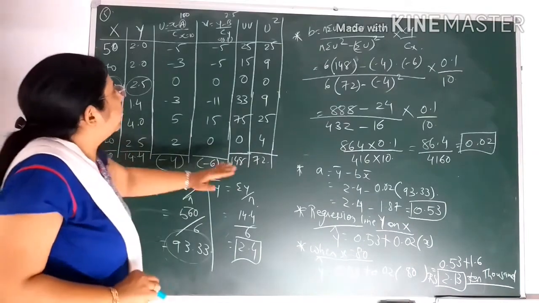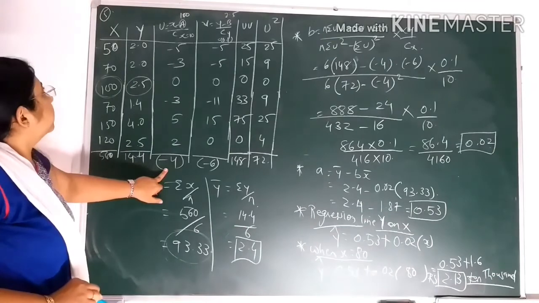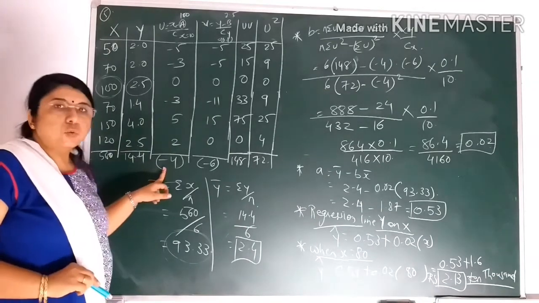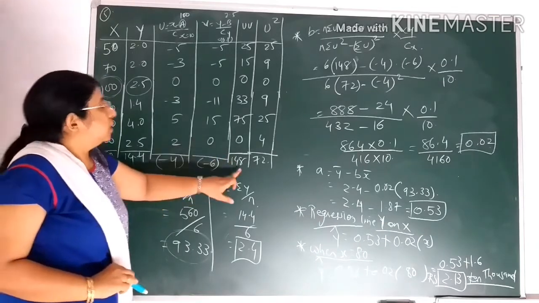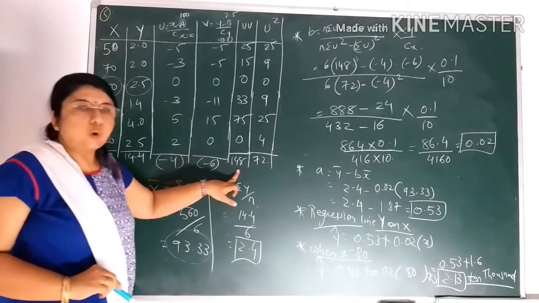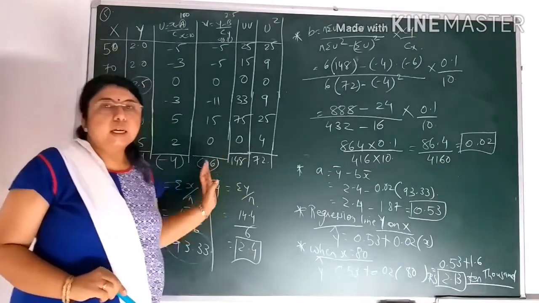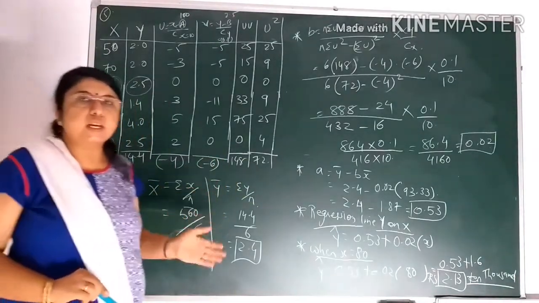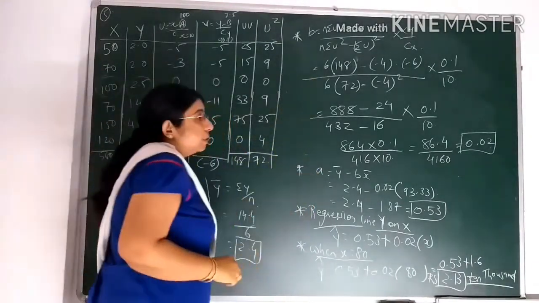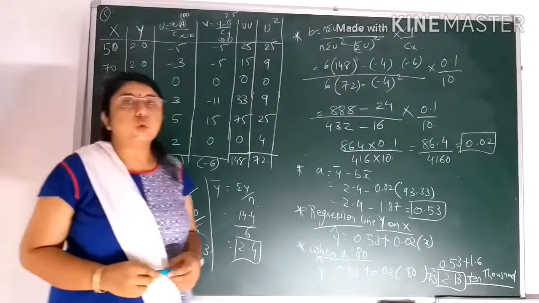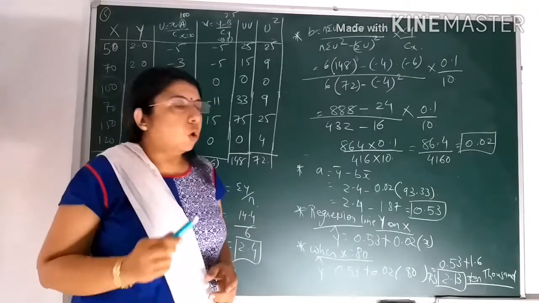Now after finding all the data, we have to find the total of each and every column. You can see the first column, that is sigma u, that comes to negative 4. Sigma v, that comes to negative 6. Sigma uv, that comes to 148, and sigma u square, that comes to 72. After getting all the values, we are placing those data in the formula. Again revising the formula, that is b is equal to n sigma uv minus sigma u into sigma v upon n sigma u square minus sigma u whole square.